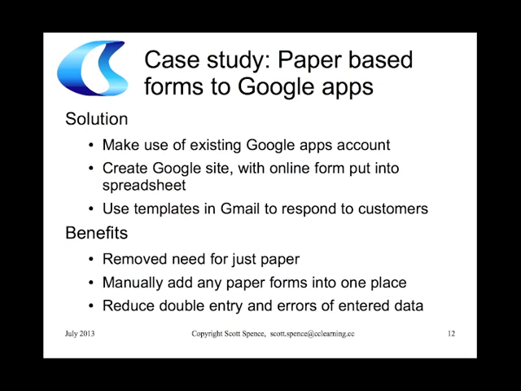Paper forms were not retired in this instance. They were still being used because they were the way to distribute the information to customers, but then the information was being directly entered into the spreadsheet. So this wasn't a complete move over to an online system. It was a partial move over, which just eased the pain of taking those bookings ever so slightly. The benefits, of course, removed the need for manually adding paper forms in one place, and a degree of reducing the double entry, but it wasn't removed completely.